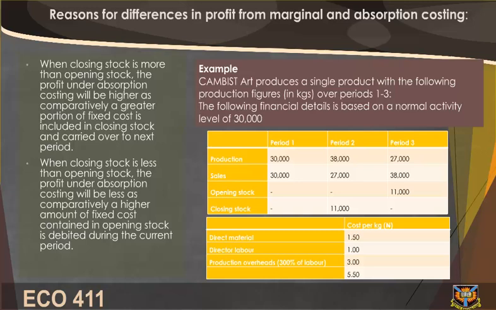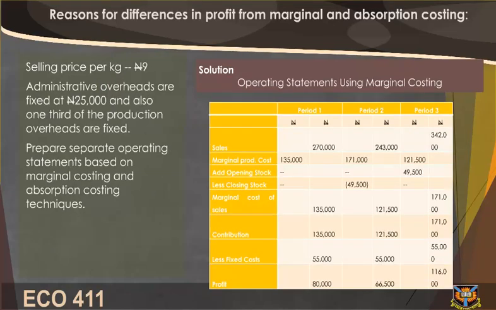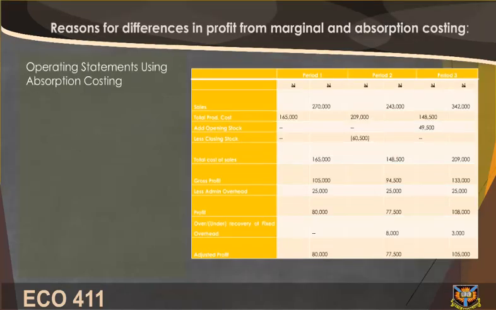Example: Cambis Art produces a single product with the following production figures in kilograms over periods 1 to 3. Selling price per kilogram is 9 naira. Administrative overheads are fixed at 25,000 naira. And also one third of the production overheads are fixed. Prepare separate operating statements based on marginal costing and absorption costing techniques. You have the solution: operating statement using marginal costing and operating statement using absorption costing.